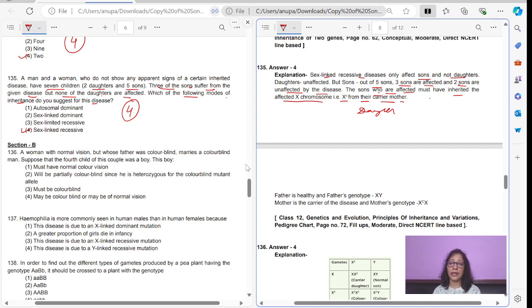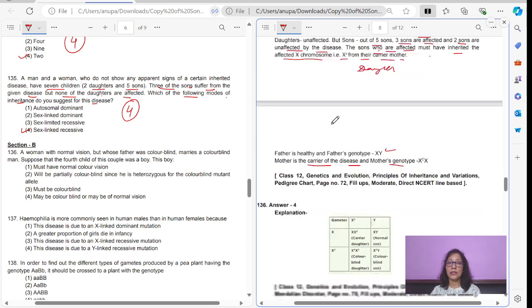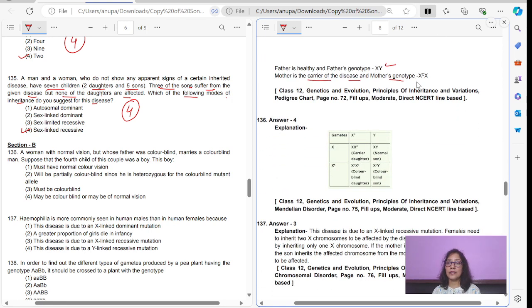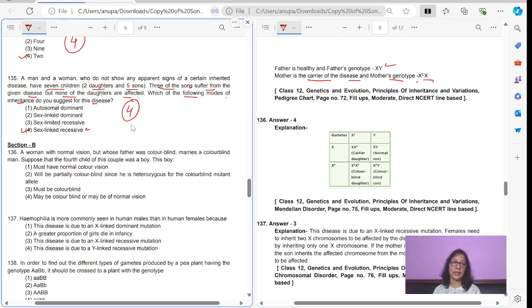Here you can find that the father is healthy and the father's genotype is XY, whereas the mother is the carrier of the disease and the mother's genotype is XCX. So this is the case of sex-linked recessive diseases. Hence the option will be option number 4.